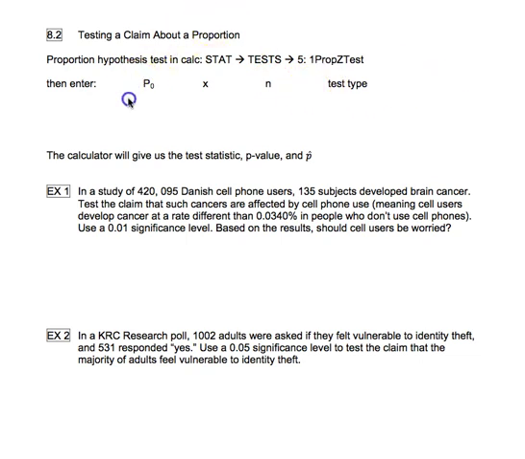So p sub 0 is the value from the claim. So whatever the actual number is that they're talking about, so if they want you to test whether p is less than 0.7, then 0.7 would be your p sub 0. x is the number of successes. n is the sample size.